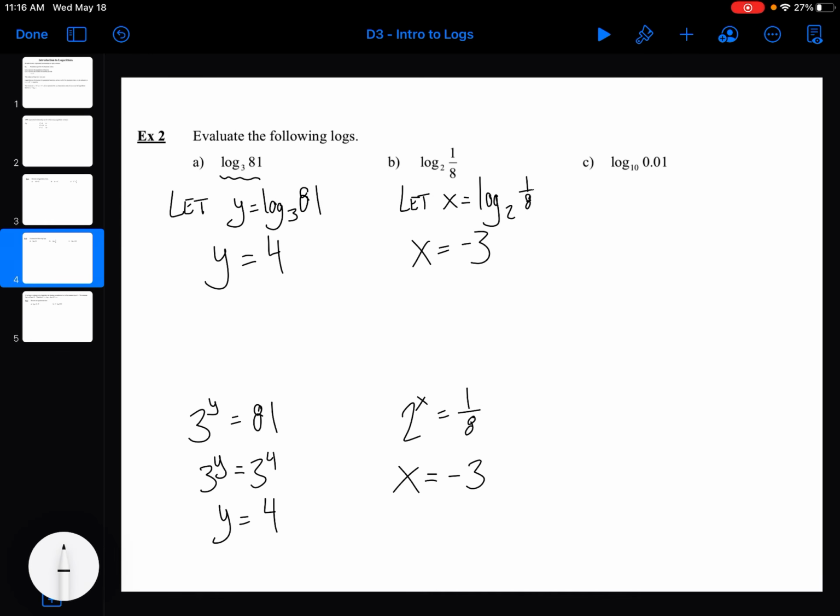And then finally, if I look at this last one, we've got let a equal log base 10 of 0.01. So 10 to the a is equal to 0.01. 1 over 10 would be 0.1, and 1 over 100 would be 0.01. So a is equal to negative 2.